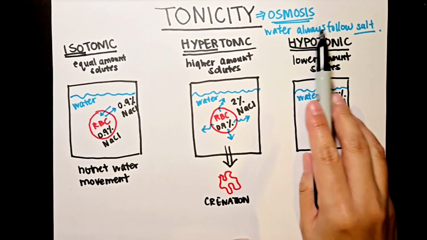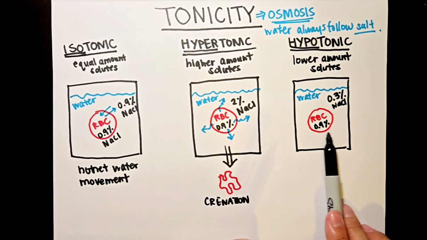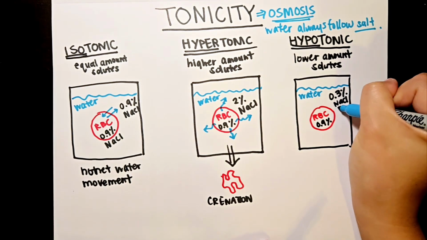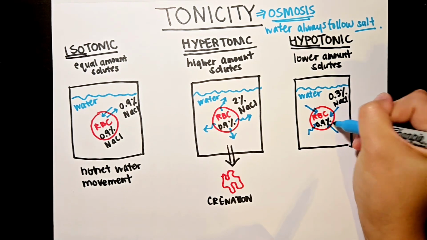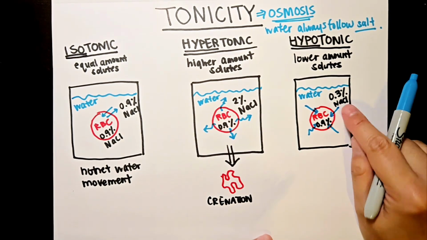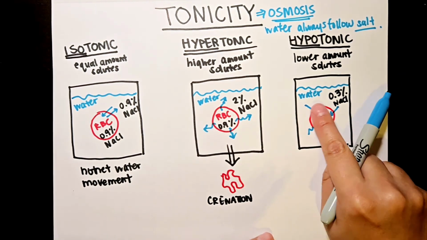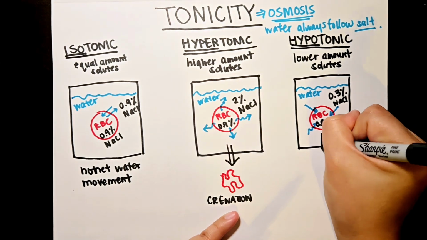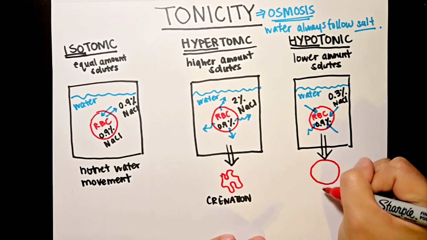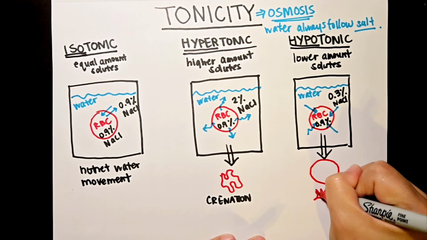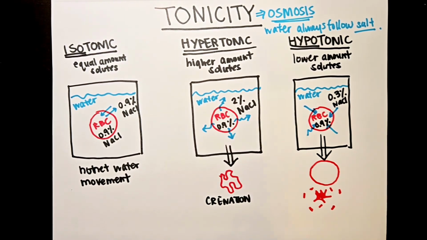Remember again, water always follows the side with higher salt. Which side has higher salt? Inside the cell. And hence, water will move from the surrounding into the cell. And depending on the concentration difference, the red blood cell will continue to swell, getting bigger and bigger until it completely disintegrates. Completely explodes, for lack of a better word.